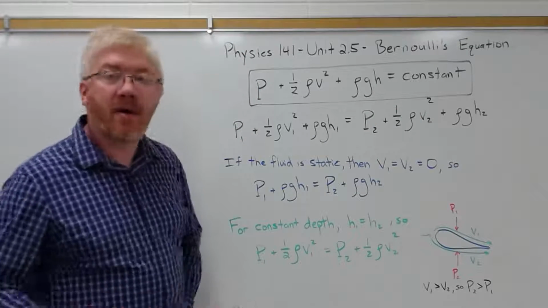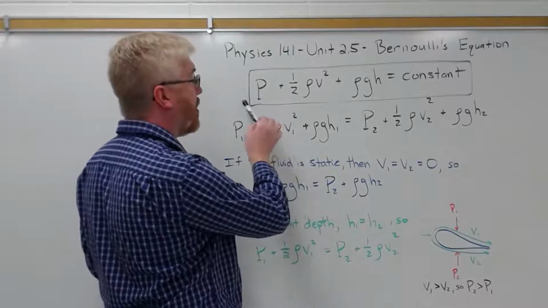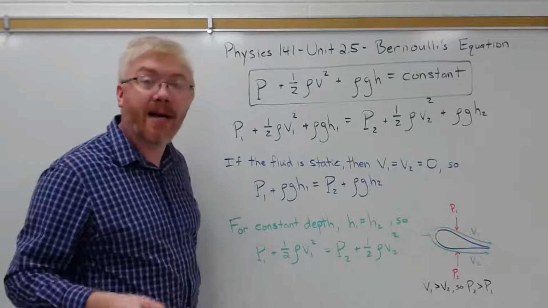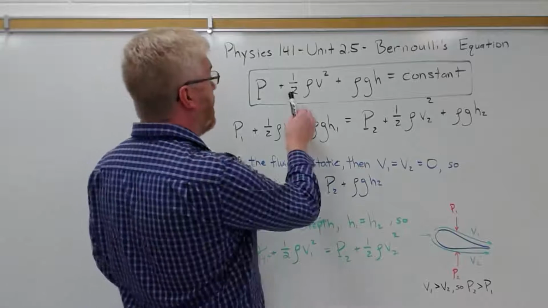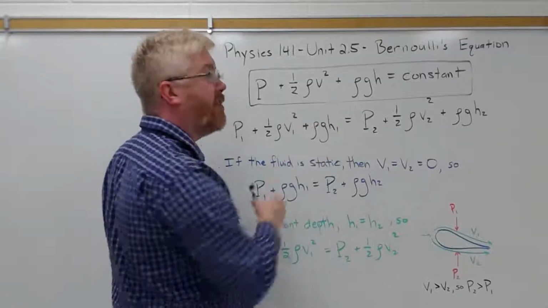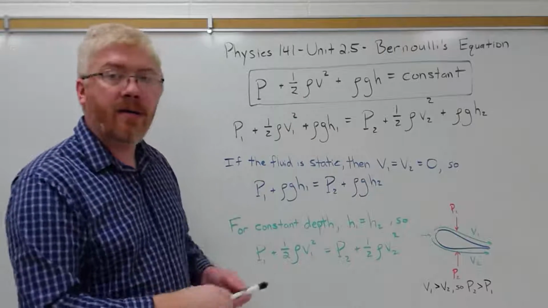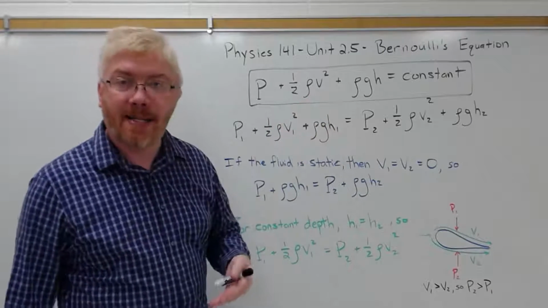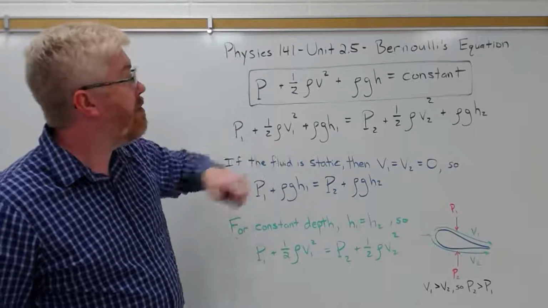So the three different parts to Bernoulli's equation: the first one is just the pressure of the fluid. Again, that's how hard the molecules of the fluid are pushing on the walls of their container or one another. This second one kind of looks like kinetic energy, right? Kinetic energy is 1/2 mv squared. This is 1/2 rho v squared. So instead of mass, we use density. This is a kinetic energy component of Bernoulli's equation.